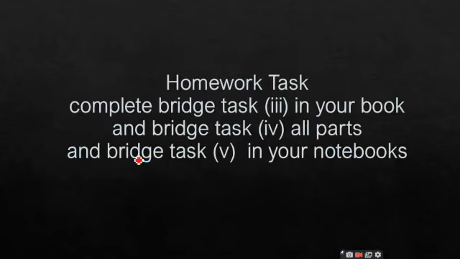I hope you all have understood. This is your homework. You have to complete bridge task 3 in your book, and bridge task 4 all parts, and bridge task 5 in your notebook.